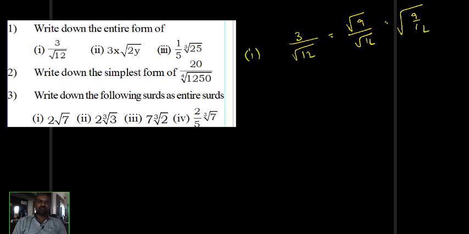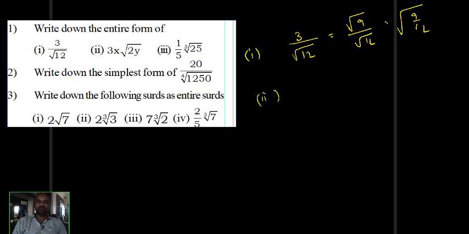Problem one says to write down the entire form, that means in single surd form, you want to write 3 by square root of 12. 3 can be written as square root of 9 by square root of 12. This is square root of 9 by 12. This is the answer for the first problem.